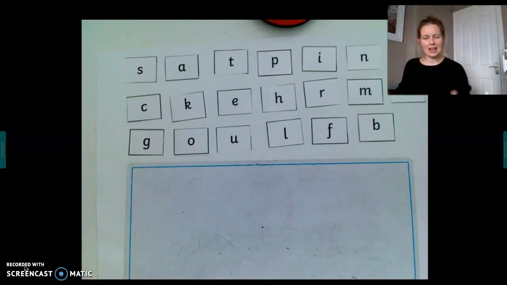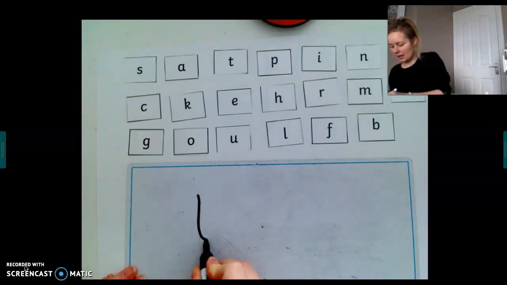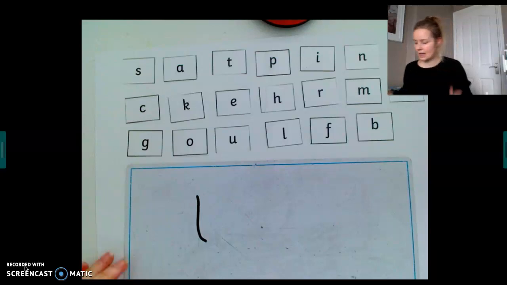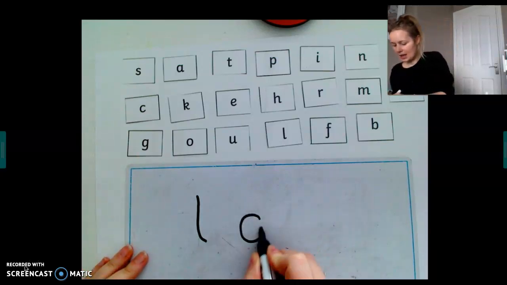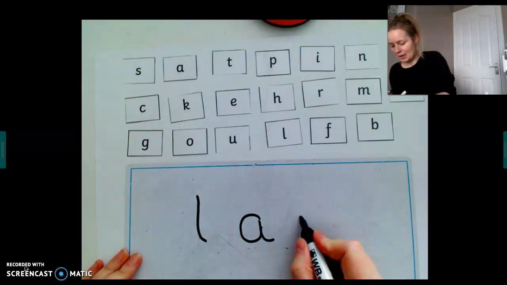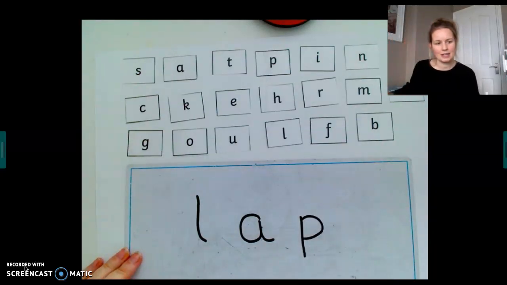Okay, let's try the word lap. Lap. So what does it start with? Yeah, you're right. It starts with an l. Lap. What's the sound in the middle? It's an a. What's the sound at the end? Lap. Right. It's a p. Lap.